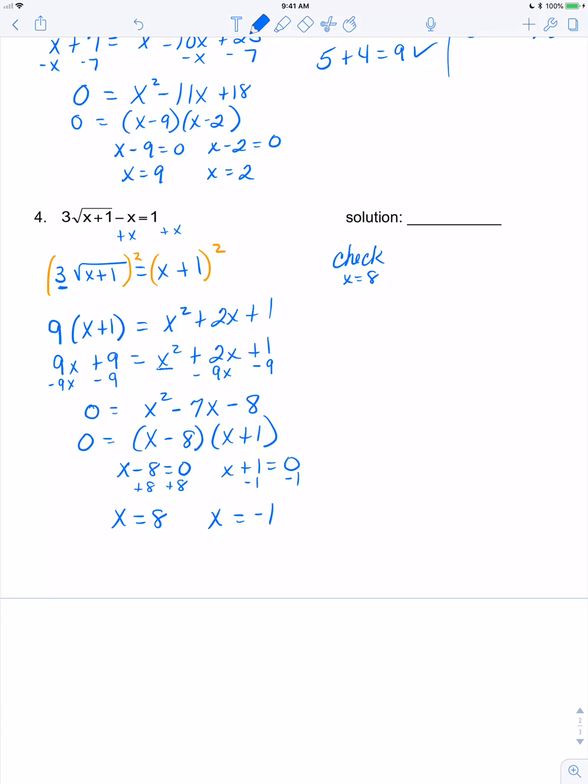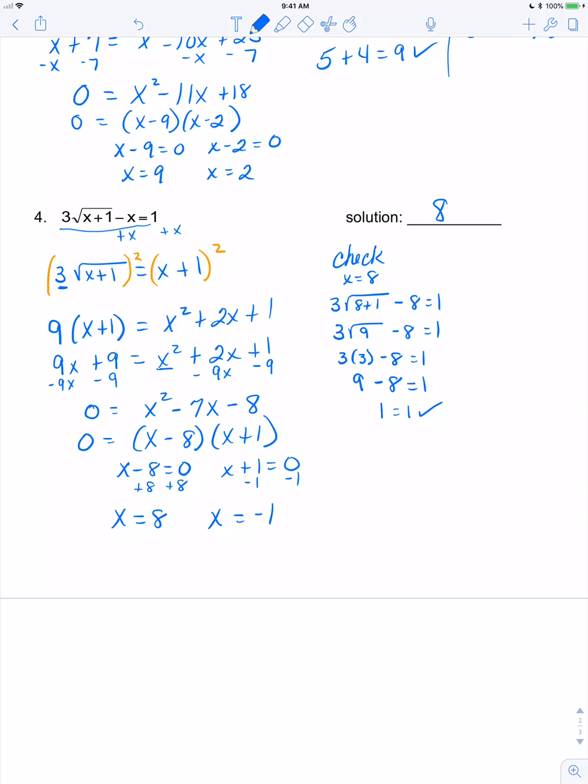So if x is equal to 8, we've got 3 square root of 8 plus 1 minus 8 is equal to 1. And notice I'm just putting that 8 in for the x from my original equation up here. So we've got 3 times the square root of 9 minus 8 is equal to 1. Well, the square root of 9 is 3, and 3 times 3 is 9. So 9 minus 8 is equal to 1, and that would be a true statement. So we know 8 is a solution.